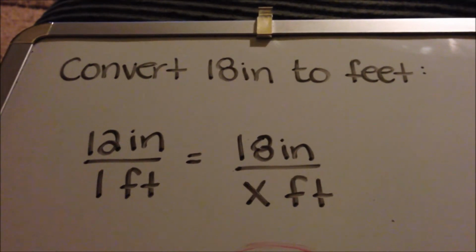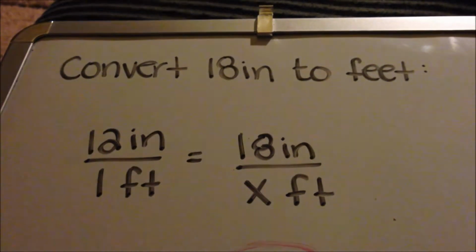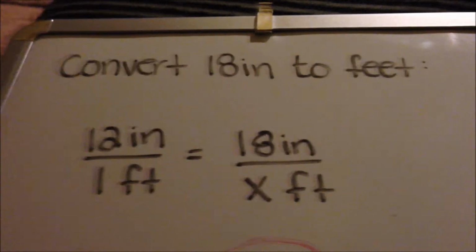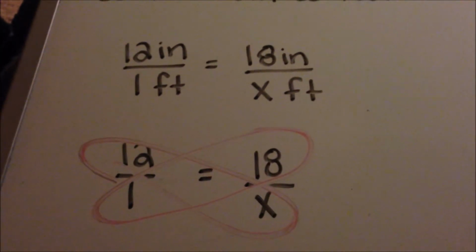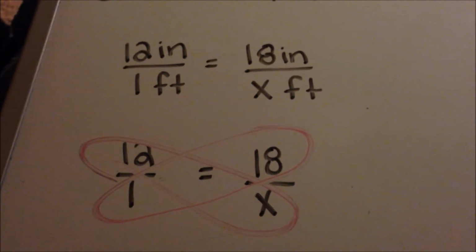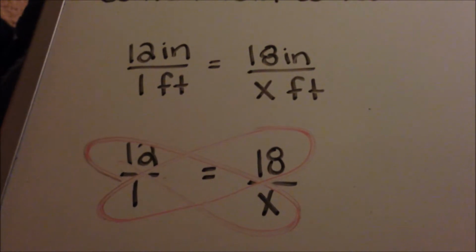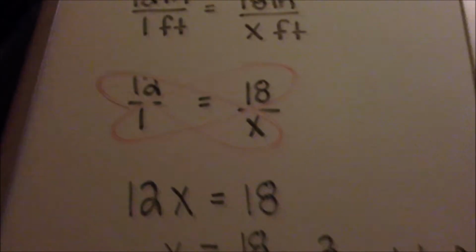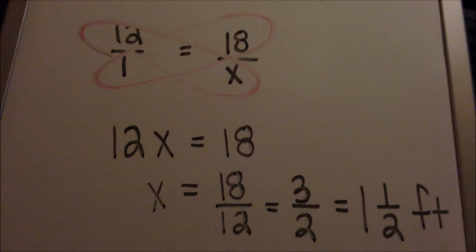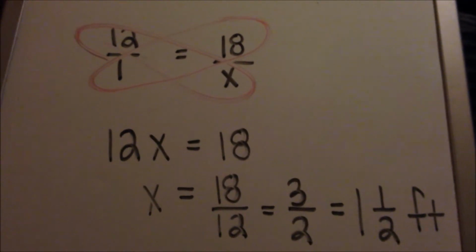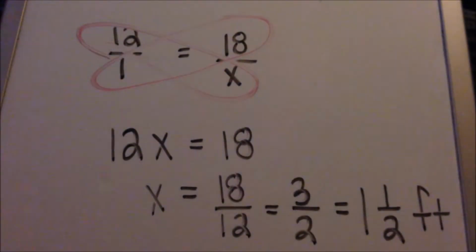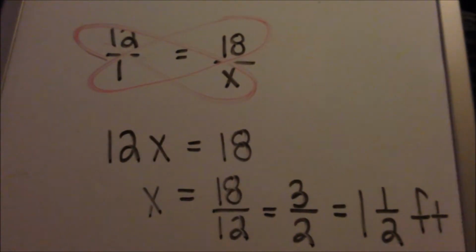We know that there are 12 inches in 1 foot, and we're going to set that equal to 18 inches over x feet. Then to solve for x, we cross multiply. So 12 times x equals 18 times 1. Our equation is 12x equals 18. To solve for x, divide both sides of the equation by 12. So x equals 18 over 12, which reduces to 3/2, or 1.5 feet.